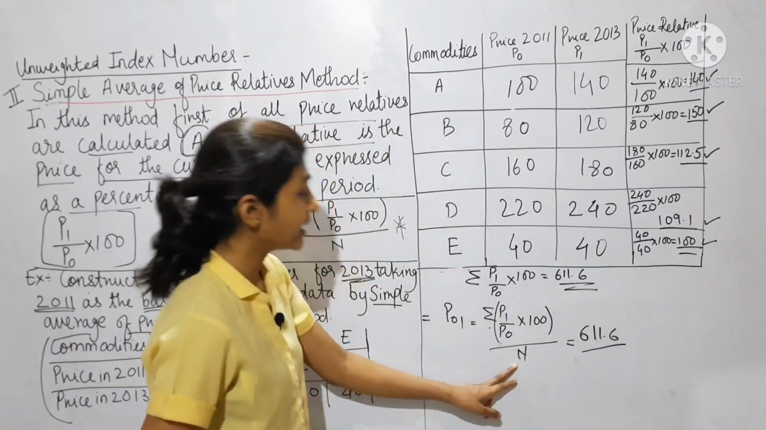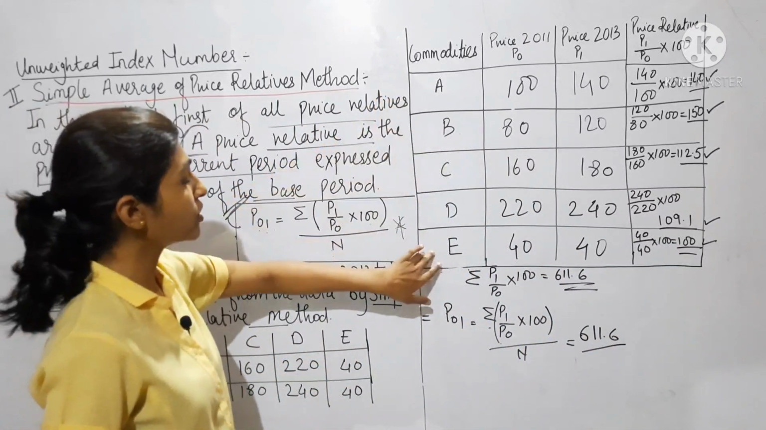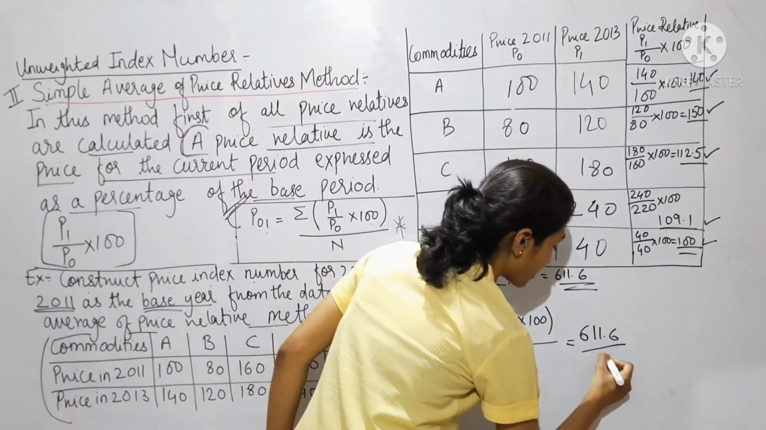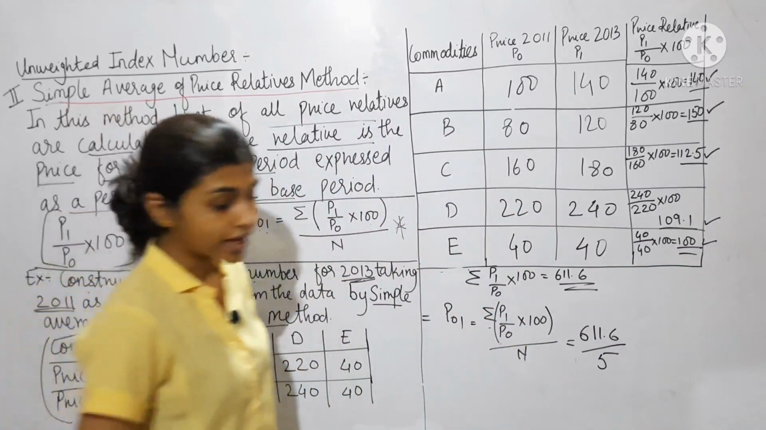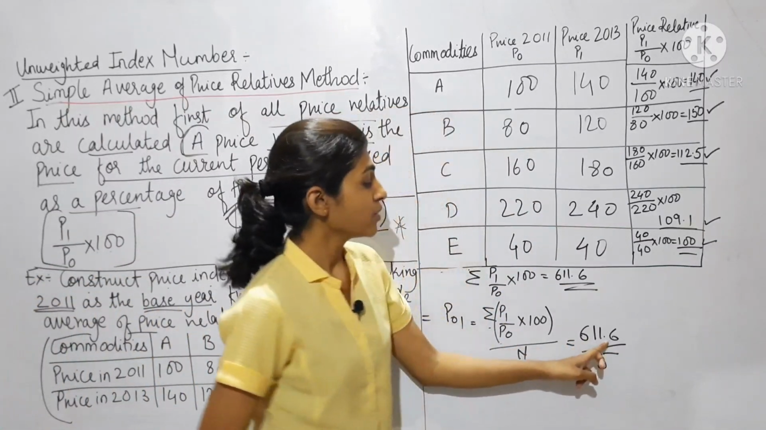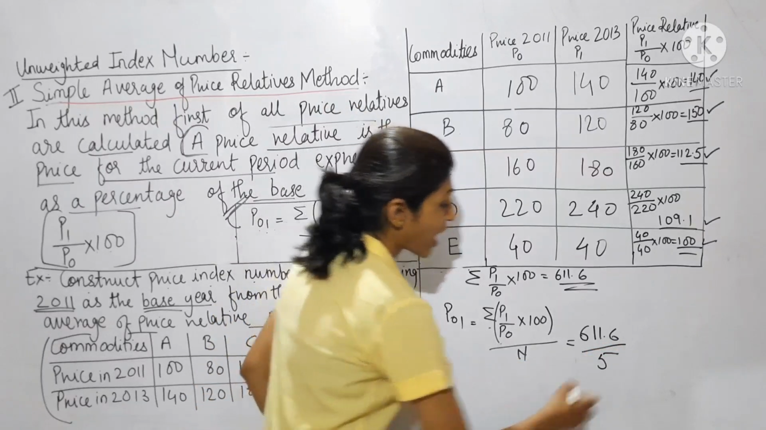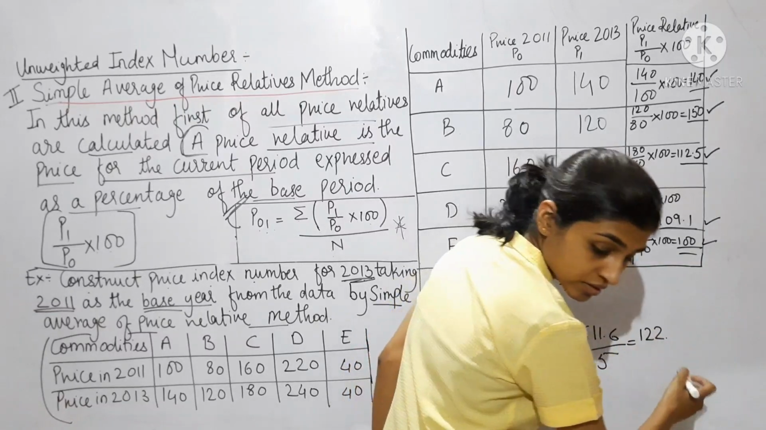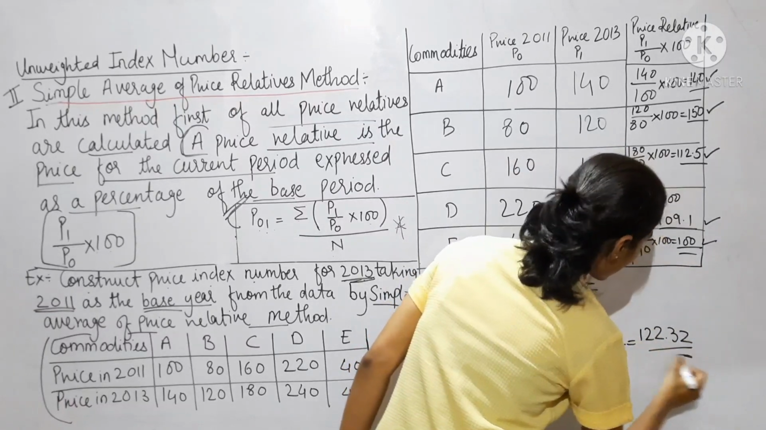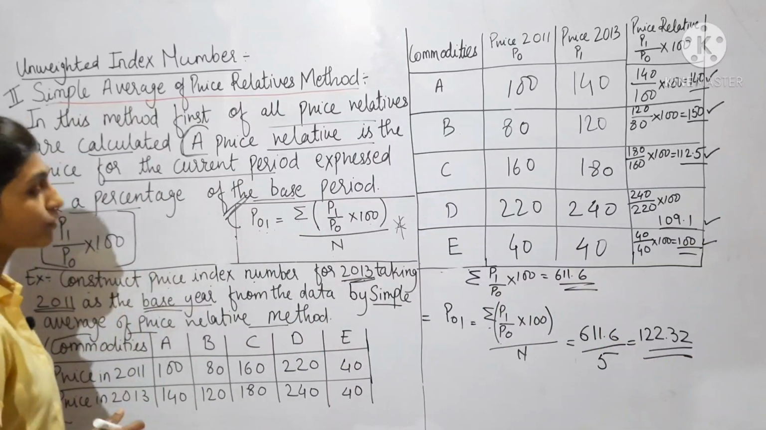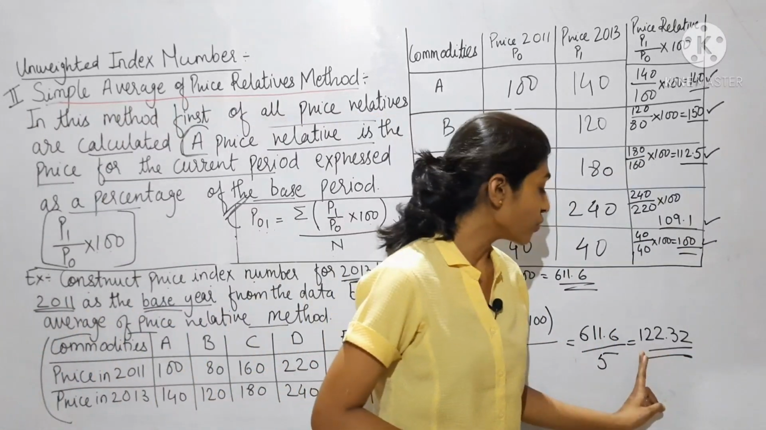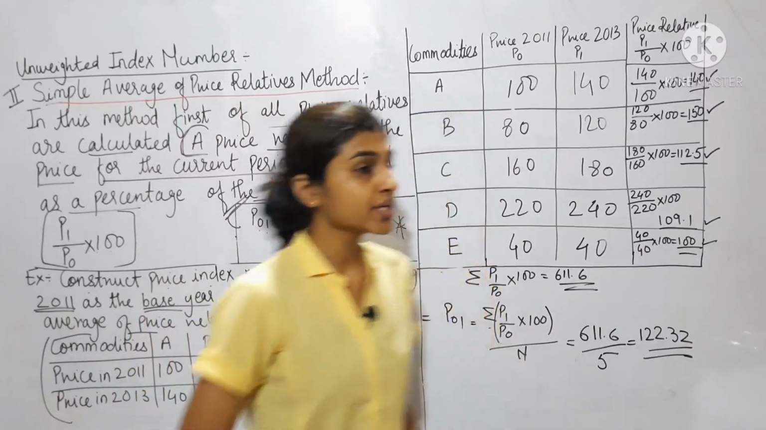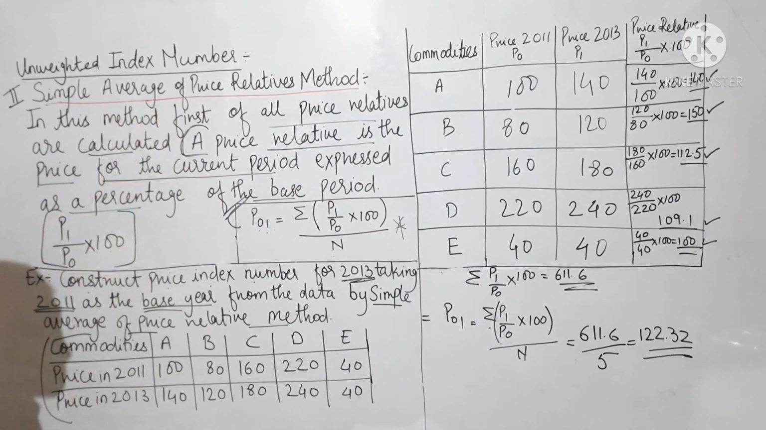Okay, 611.6 divided by n. N is what? Number of commodities. How many commodities are there? 1, 2, 3, 4, 5. So divide it by 5. So answer you get, divide 611.6 divided by 5. So answer you get 122.32. Okay, so simple average of price relative method answer is 122.32. So in this way you have to find the simple average of price relative method.